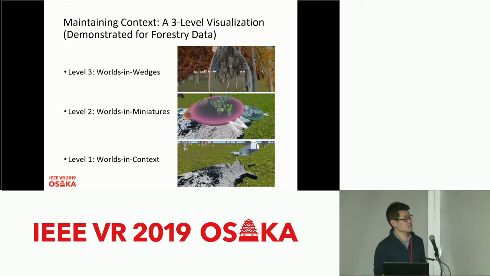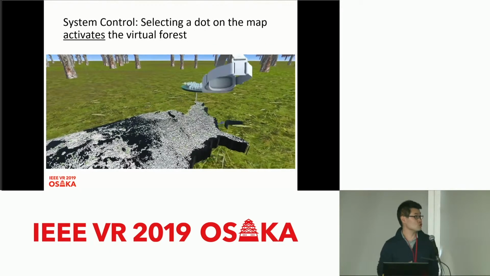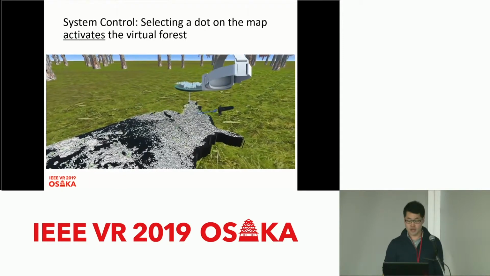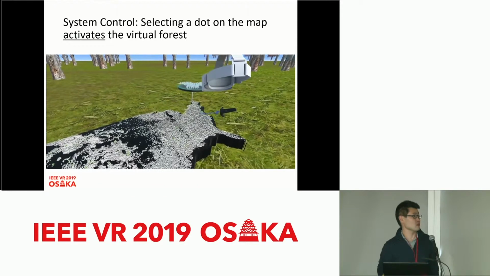So we apply this technique to forestry data to support the cases to compare multiple forests in the United States. In this case, a data glyph on the WIM represents a tree. The context layer is the US map. At the start of the application, the user only sees the US map, and the user selects a dot on the map to activate a forest and its corresponding WIM.